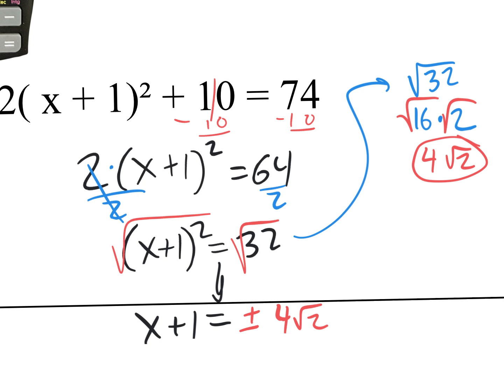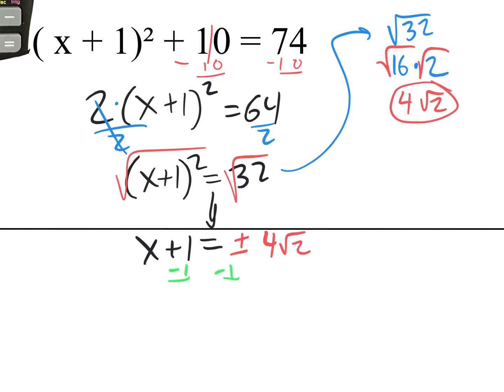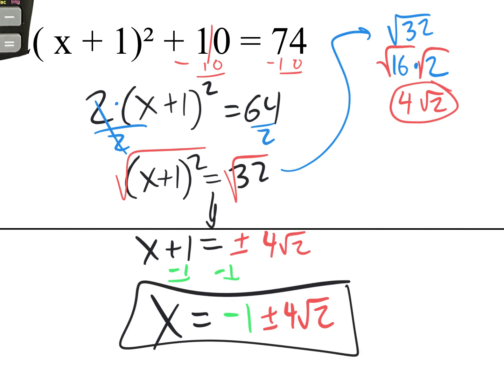But x is not by itself. You have to subtract 1 and subtract 1. So you're just going to rewrite it, and that will be your final answer. You're going to have x equals negative 1 plus or minus 4 square root of 2. Now, you cannot split this up and do it in two situations because you can't really add a number with radicals. You could add radicals with radicals, but not numbers with radicals. So you would leave this as your final answer right here.